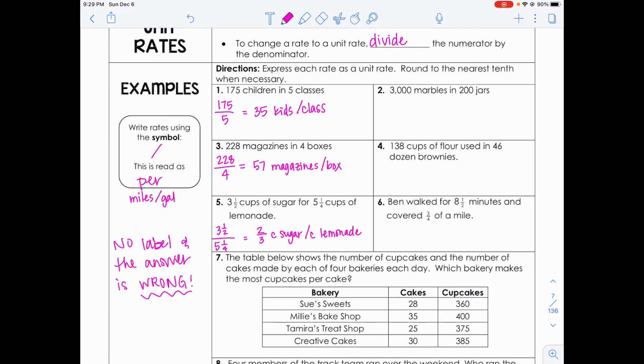So go ahead and do 2, 4, and 6 on your own. Pause the video, do the problems. When you're finished, unpause the video and check your answers with mine to make sure that you've done it correctly.